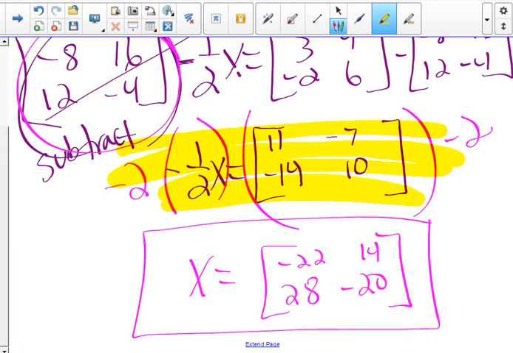So now we have to clear the negative 1/2 off the x. So how do we do that? Multiply by negative 2, because negative 1/2 times negative 2 equals a positive 2 over 2, which is just 1, which is what we want. Is that the door? Thank you. All right, so multiply each side by negative 2, and then when you do, you end up with x equals negative 22, 14, 28, and negative 20. And that's your answer. Okay, let me pause the video. All right, so are there any questions on this problem?